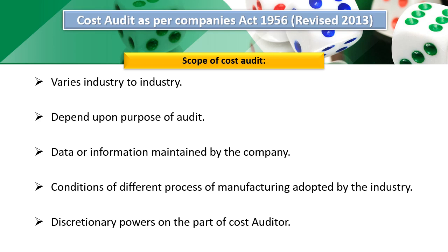And lastly, the discretionary powers on the part of the cost auditor. While conducting any cost audit, some powers are given to the cost auditor. These also differ from company to company, or from the powers conferred by the government on such cost auditor. So while conducting the cost audit, all these points have to be remembered by the cost auditor.